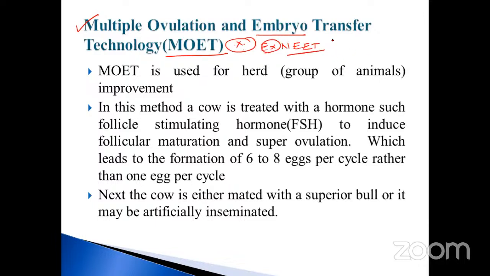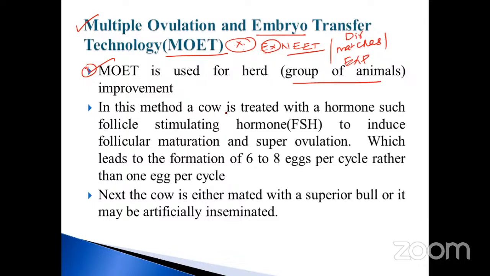Cross matches, matches, and also expands, and also direct questions. These are very, very important. And also MOET is used for herd improvement, a group of animal improvement. What is the use of this one? The group of animal improvement.